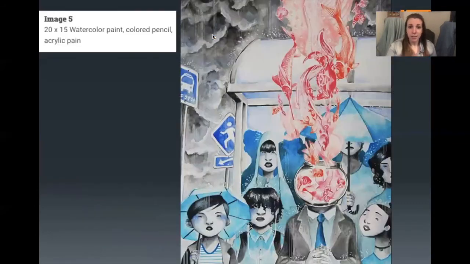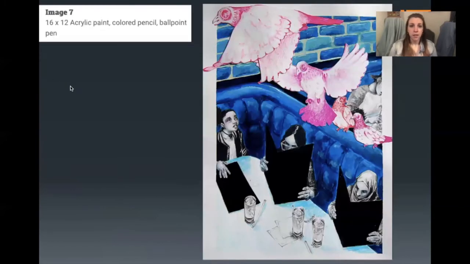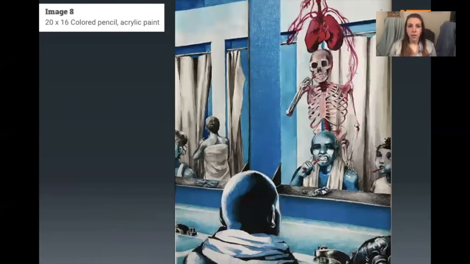For this student, this is their first piece, and they used watercolor paint, colored pencil, and acrylic paint. For this piece, they used acrylic paint, colored pencil, and ballpoint pen. Then we have colored pencil and acrylic paint. And do keep in mind that in this section, you can double dip.